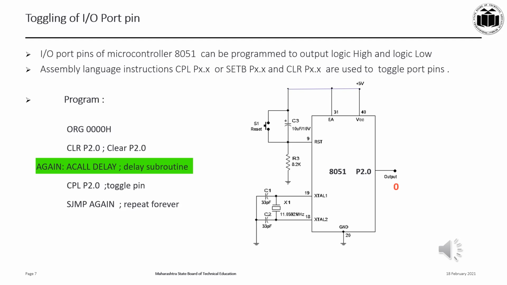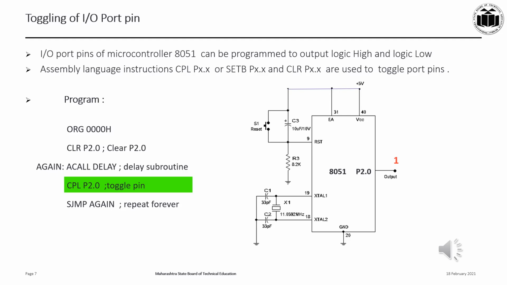Now, microcontroller 8051 executes a delay subroutine. As long as the delay subroutine is getting executed, the status of P2.0 pin is logic 0. After the execution of delay subroutine is over, the program control is transferred back to the main program. Next, the instruction CPL P2.0 toggles the port pin now. The initial status before the delay subroutine of the port pin P2.0 was 0. Now, when CPL P2.0 instruction is executed by 8051, the port pin status is toggled, meaning it becomes 1 now.